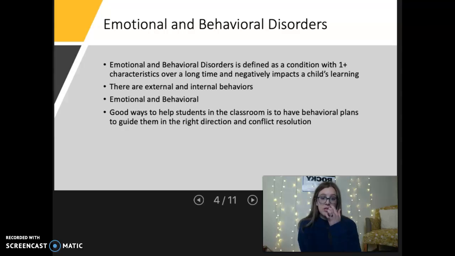Ways to help the students in the classroom are to have a behavioral plan and to guide them in the right direction, as well as conflict resolution. You can also use mediation or group problem solving, have class meetings, and cooperative learning. It's also a good idea to choose your battles and to not over-exaggerate things that can be easily ignored.